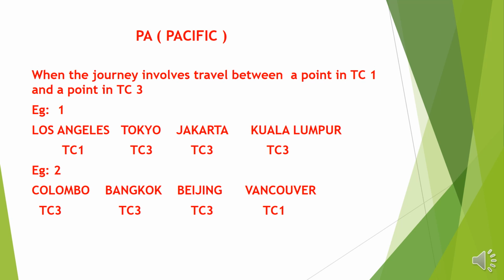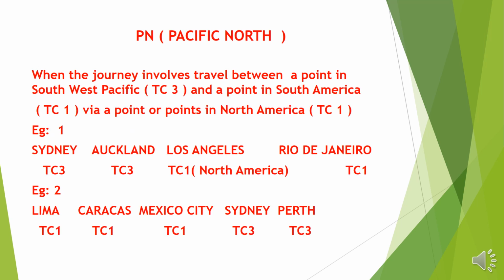And here from China, which is Beijing, a point in TC3, the passenger flies directly to a point in Vancouver, which is TC1. Hence, the definition of the global indicator Pacific. So when you look at the fare table, any fare that is driven by global indicators will be highlighted next to each fare.